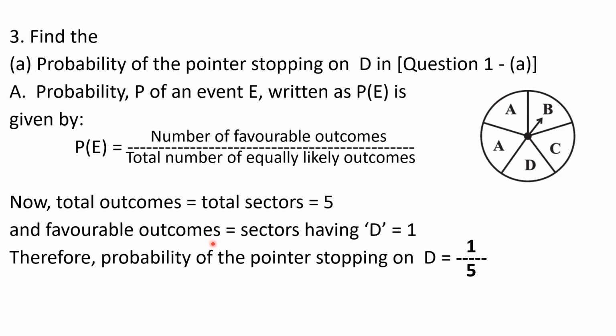And favorable outcomes is equal to sectors having D. How many sectors are having D? There is only one sector having D. So it is equal to 1. Therefore, probability of the pointer stopping at D is equal to 1 upon 5. So 1 upon 5 is the probability of getting D by a pointer when the spinning wheel is rotated.